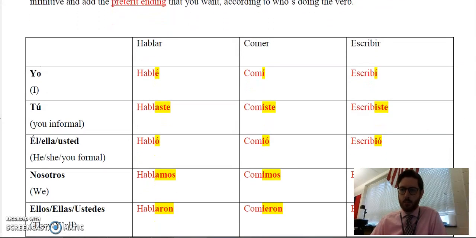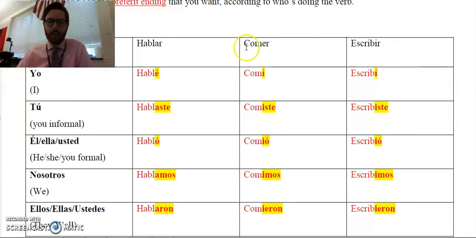So that chart, let me move myself. That chart is going to look like this. For hablar, it would be yo hablé, tú hablaste, él y usted habló with the accent, nosotros hablamos, and ellos hablaron. For an ER verb like comer, it would be yo comí, tú comiste, él y usted comió, nosotros comimos, and ellos comieron. And then IR verbs actually end the exact same way. Yo escribí, tú escribiste, él y usted escribió, nosotros escribimos, and ellos escribieron.